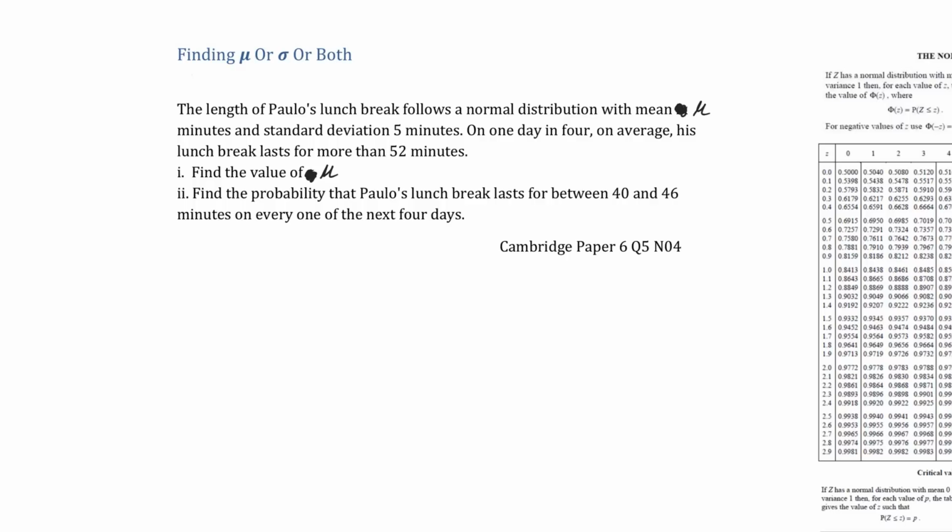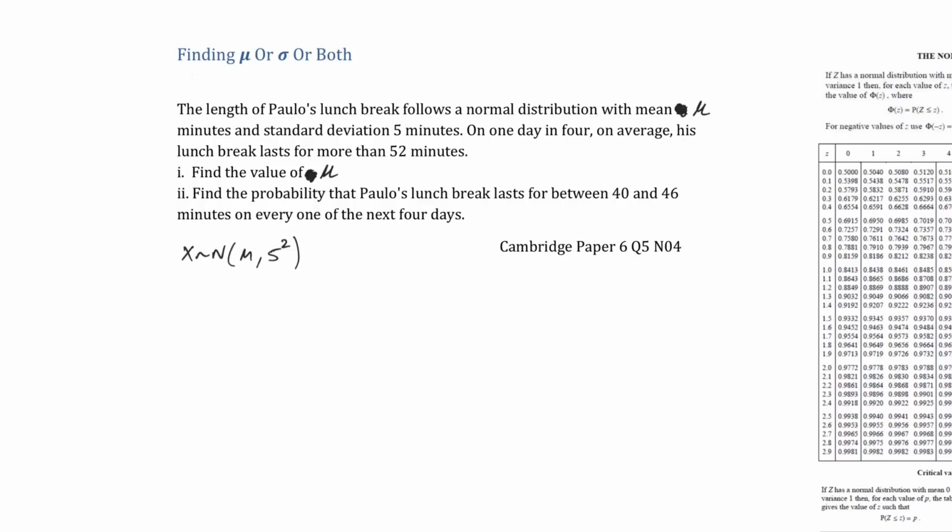Okay, so now let's look at questions in which you have to find mu or sigma or both. So there will be some questions in which mu and sigma would be unknown to you. Alright, so let's look at this example. The length of Paulo's lunch break follows a normal distribution with mean mu and standard deviation sigma, so variance is 5 squared. What is x representing over here? It is the time in minutes that the lunch break lasts.